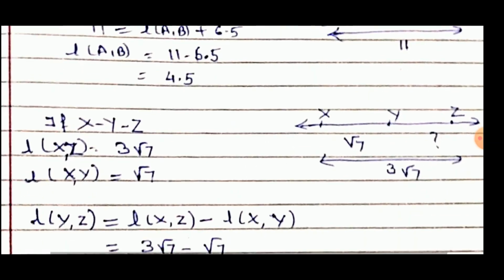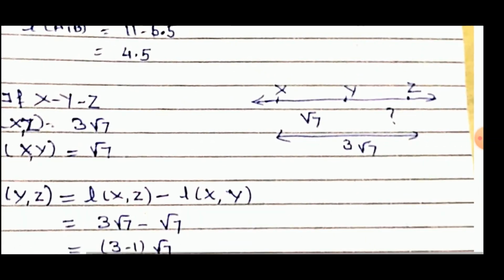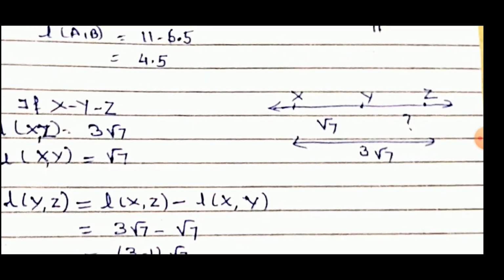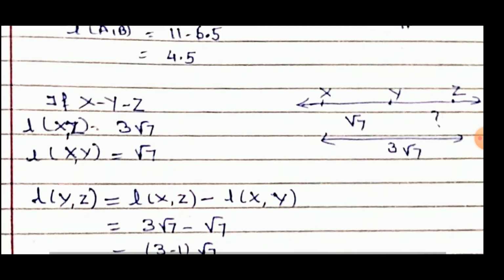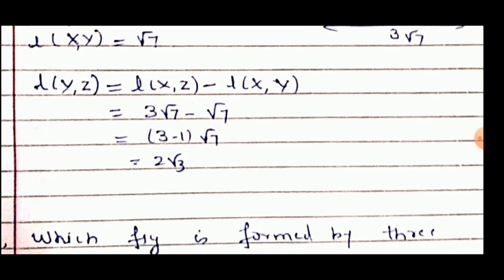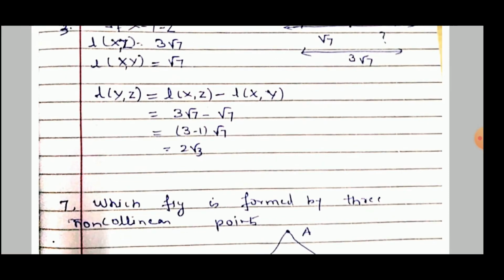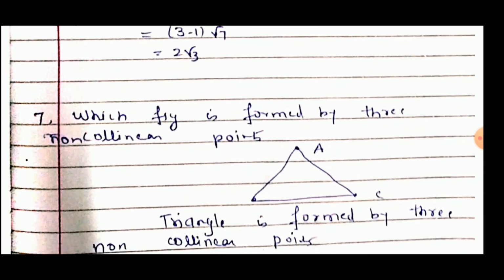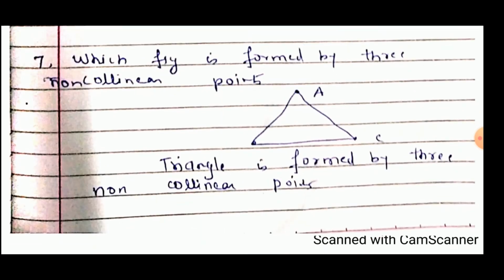that is equal to 4.5. Then here in this figure, XZ is equal to 3 root 7, XY is equal to root 7, find out YZ. So YZ will be given by 3 root 7 minus root 7, that is equal to 3 minus 1, that is into root 7, that is 2 root 7. Then which figure is formed by the three non-collinear points? The triangle is formed by the three non-collinear points.